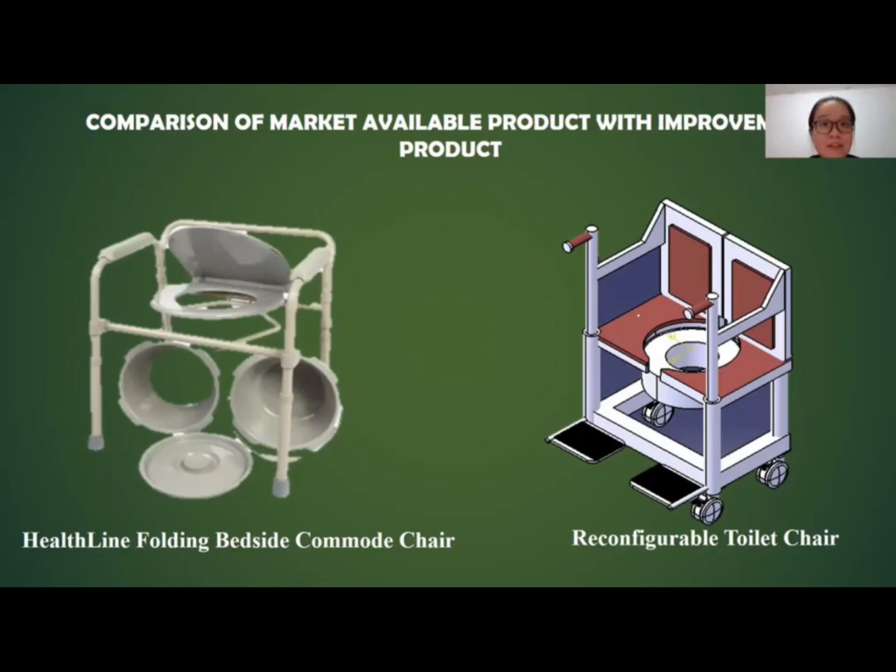Now this is the cushion section. Please lend me your ears and listen carefully. I would like to make a comparison of the market available product with our improved product. Surely there are some reasons why customers should purchase our product. Let us look into the details of the market available product, which is the Headline folding backside comfort chair, and also our product, which is the reconfigurable toilet chair.